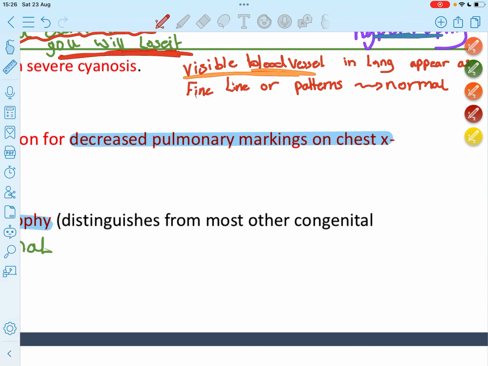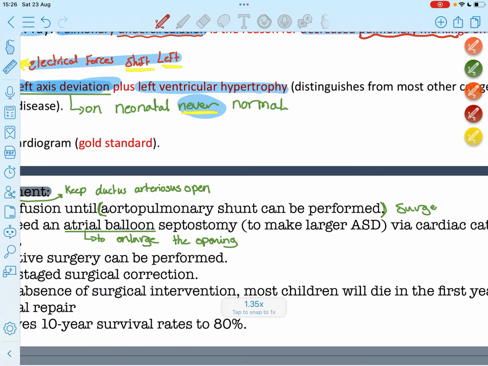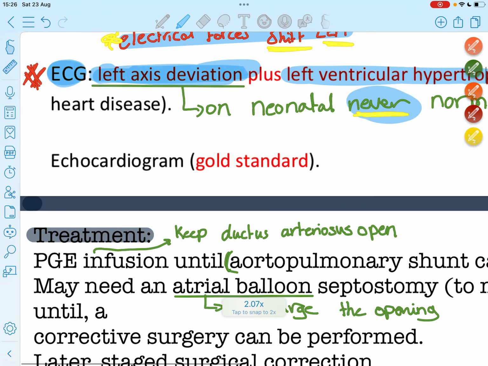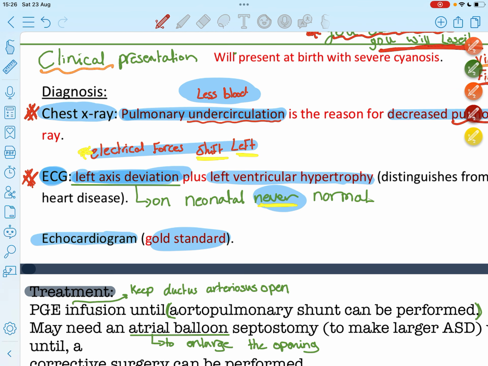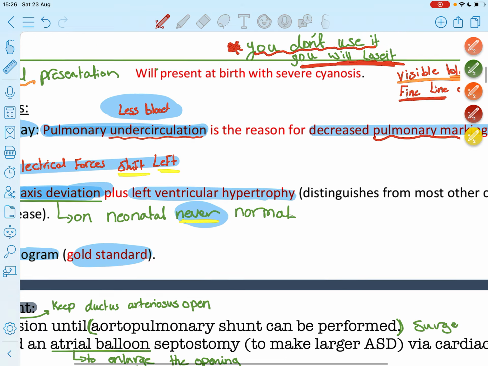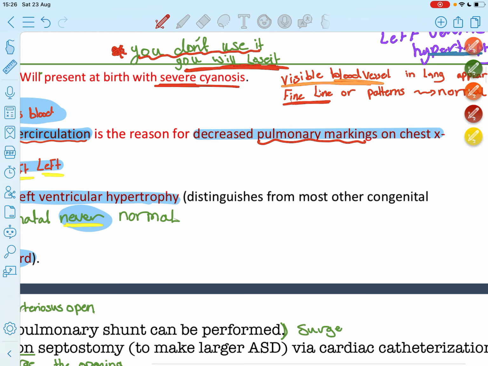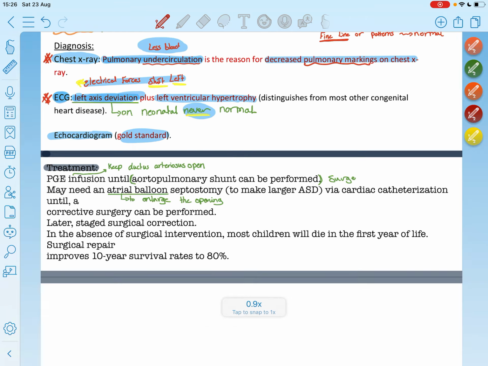What are pulmonary markings? They are the visible blood vessels in the lung, appearing as fine lines normally. Also, for diagnosis, we use echocardiogram as the gold standard. But how will the patient present? The patient will present with severe cyanosis at birth.